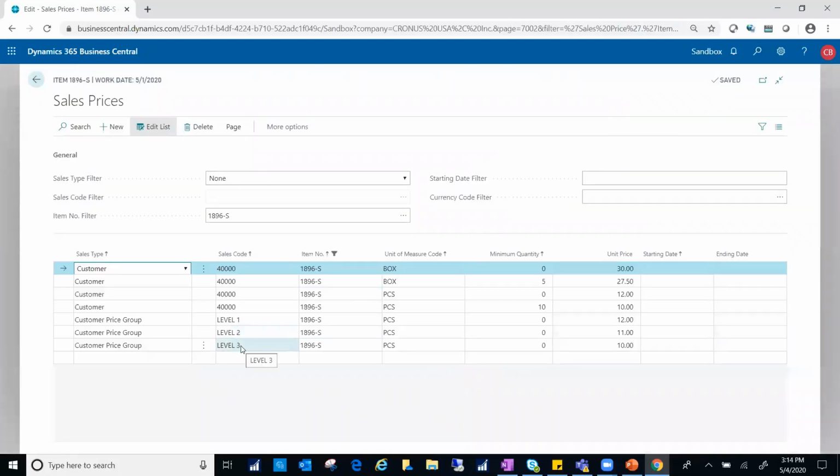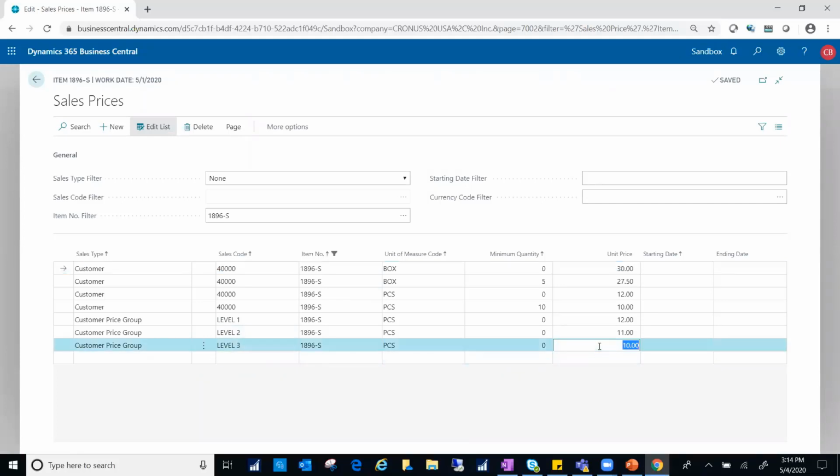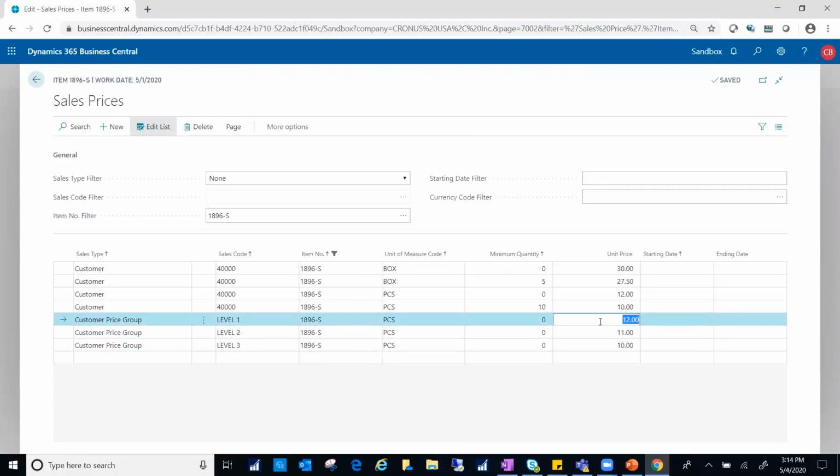And that's where we set this up. Because that customer is level 3, for this item, he will get a $10 price, whereas other levels will get 11 or 12. Of course, you could set up special prices based on the number they purchase. So we could set it up the same way.